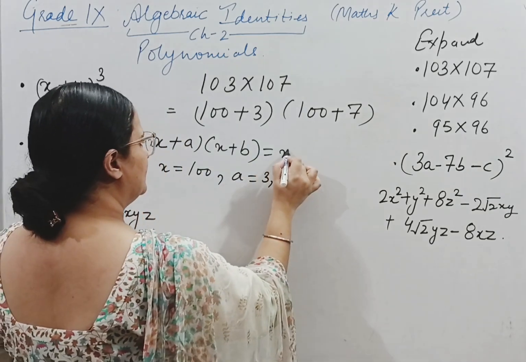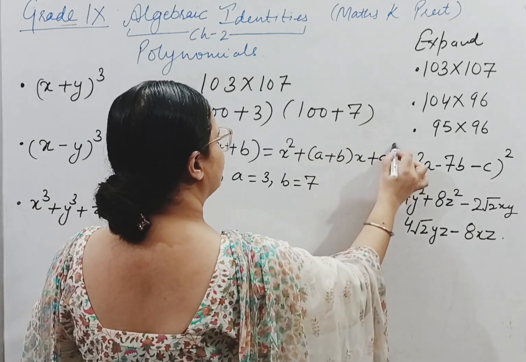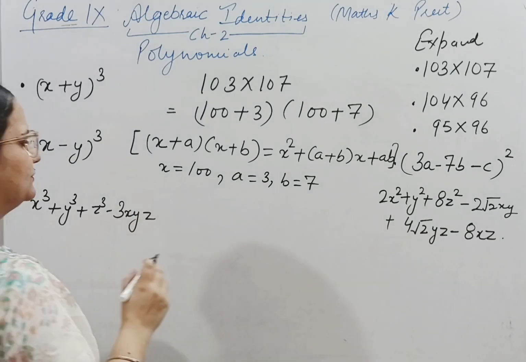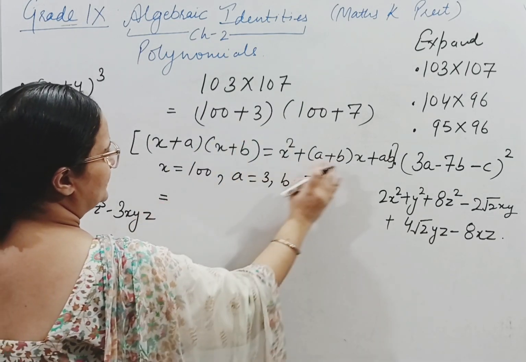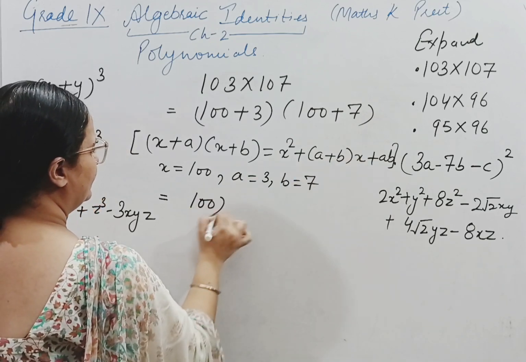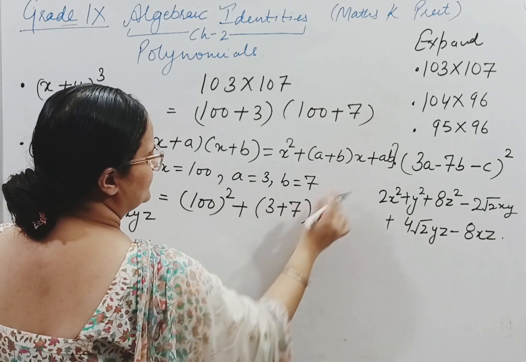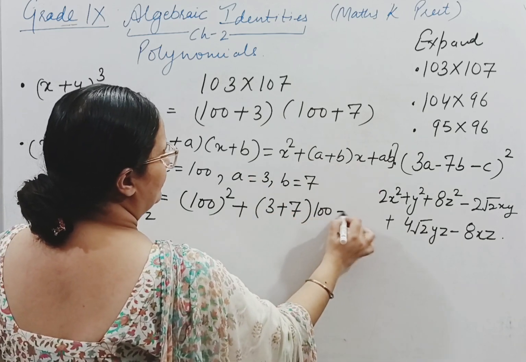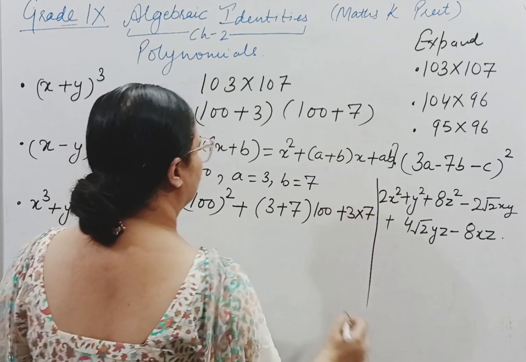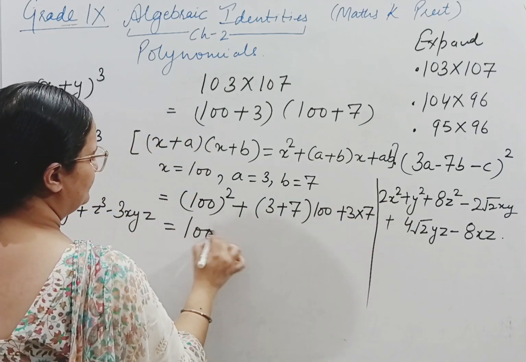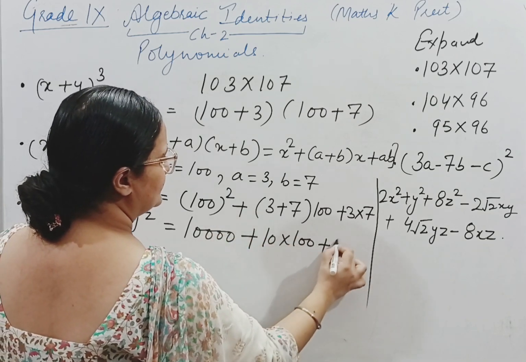So what was the expansion? We know that this was the expansion as I have taught you in the last video: x square plus (a plus b)x plus ab. So this is the actual identity that we are making use of. I'll put the values here for x, a and b. So 100 square, plus a plus b, which is 3 plus 7, outside x, which is 100, plus a into b. A into b is what? 3 into 7.